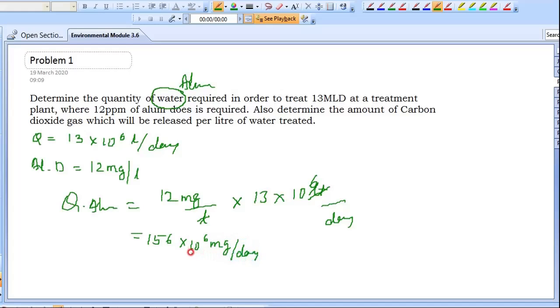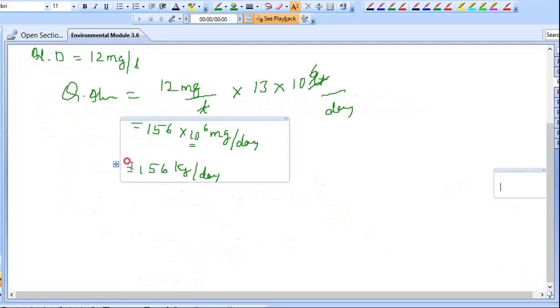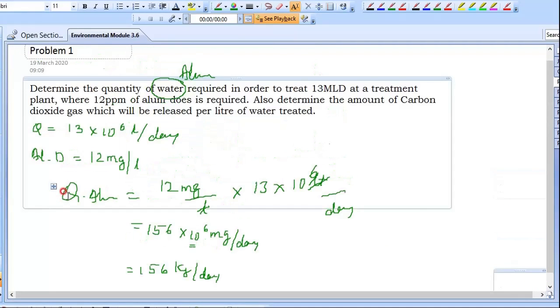These many milligrams per day, but 10 raised to 6 you can make 10 raised to 3 into 10 raised to 3. First 10 raised to 3 it came to gram, second 10 raised to 3 it came to kg. Therefore it becomes 156 kg per day. Understood? This is a very practical problem, right? They wanted the total quantity, that is 156 kg per day.